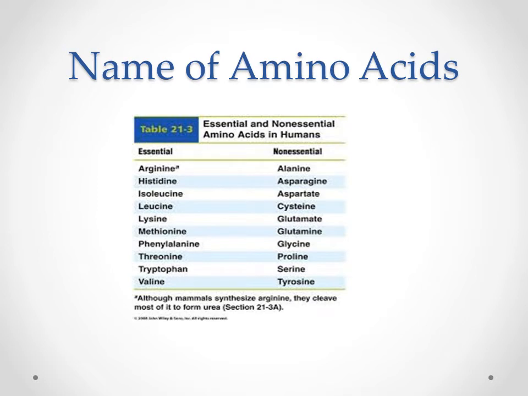Here there is a list of essential and non-essential amino acids in humans. Essential amino acids are those which need to be taken in the diet. That's why they should be called dietary essential amino acids. Non-essential amino acids are also important for the body. But the body can manufacture non-essential amino acids by itself according to the demand of the body.